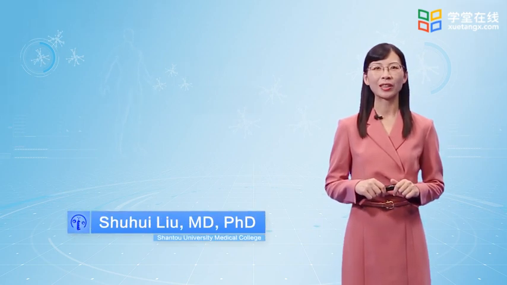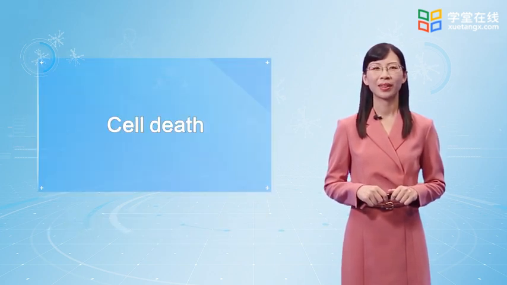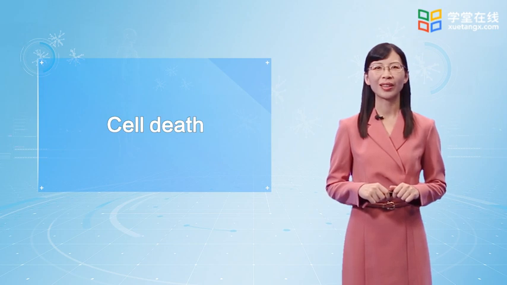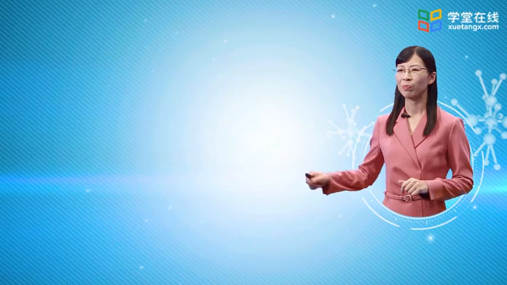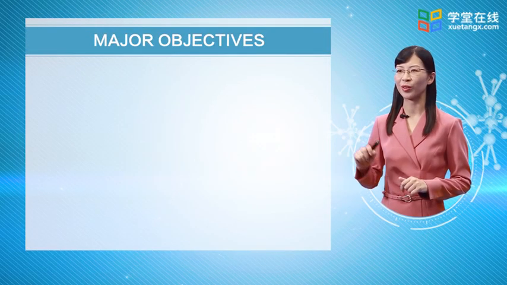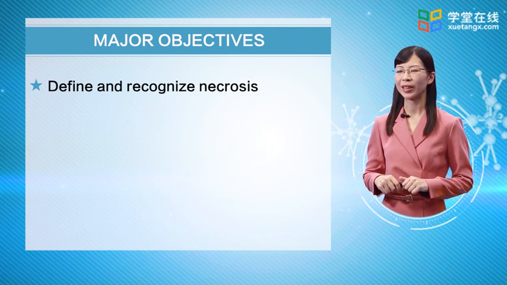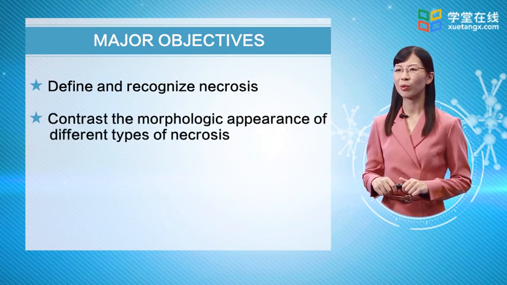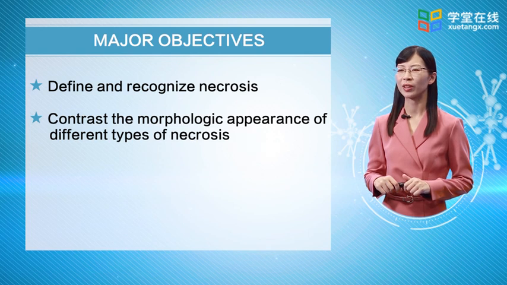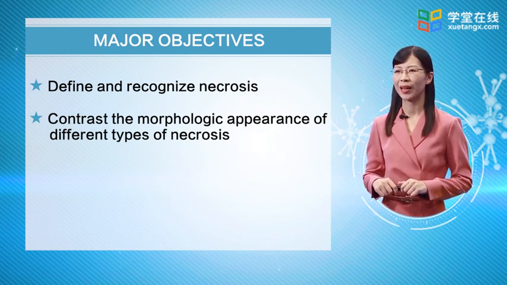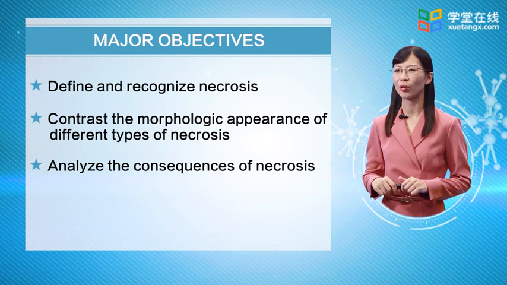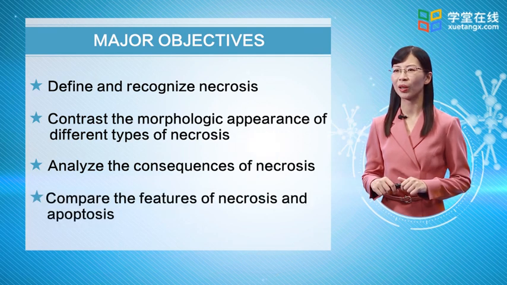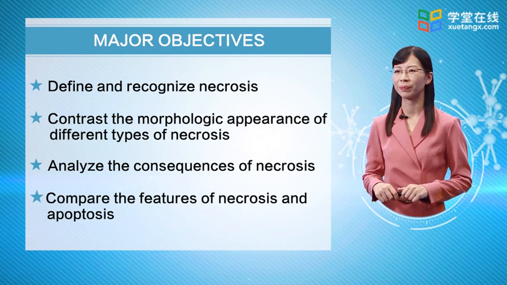Hello everyone. Today we will look at another aspect of cellular response to injuries, cell death. Different from degeneration, cell death is the consequence of irreversible cell injury. Below are the major objectives for you. Define and recognize necrosis. Describe morphological appearance of different types of necrosis. Analyze the consequences of necrosis and compare necrosis and apoptosis.